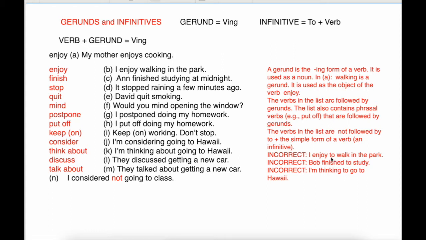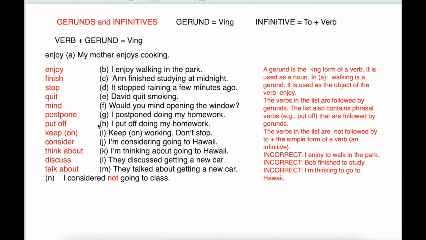And if we say I enjoy to talk, remember this is an infinitive. So this is incorrect because enjoy takes a gerund, not an infinitive. Or finished to study. This is incorrect. This is wrong. Because the verb finish takes a gerund, not an infinitive. And if you say I'm thinking to go, this is not correct. Because think takes a gerund, not an infinitive.